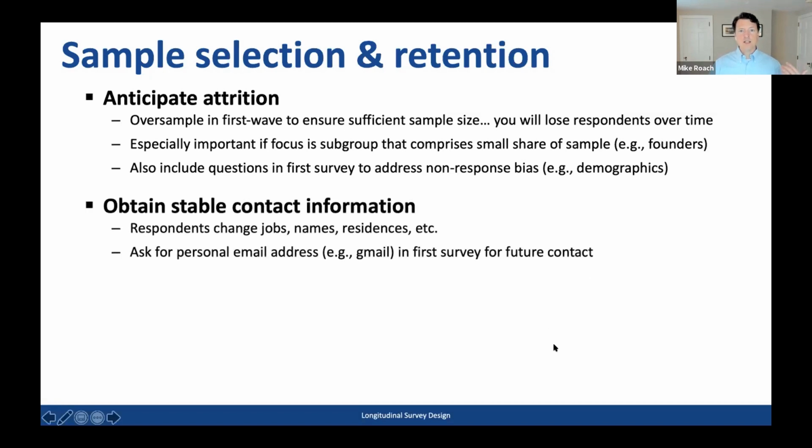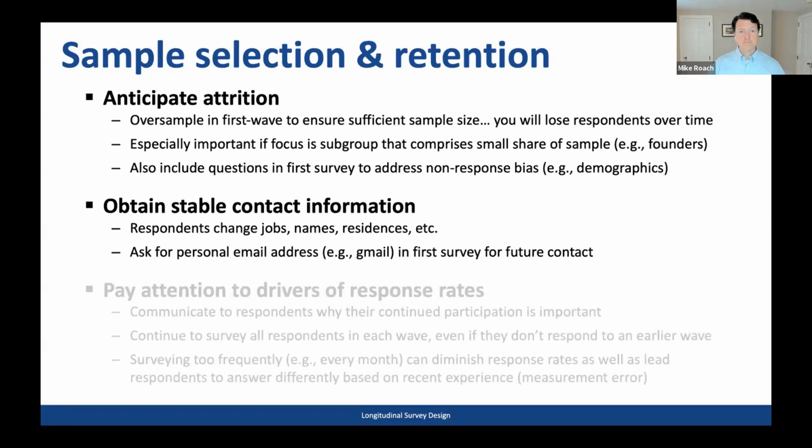You also want to try to obtain some kind of stable contact information for these individuals. They may change jobs, names, residences, and so depending on how you're identifying your sample, think about different ways of trying to get some kind of stable contact. So what we did was we initially contacted everyone through their university email that we obtained from department websites and the like, and we asked them for a personal email, like a Gmail or Yahoo account, to be able to contact them over time. And that's become obviously very important for our study.